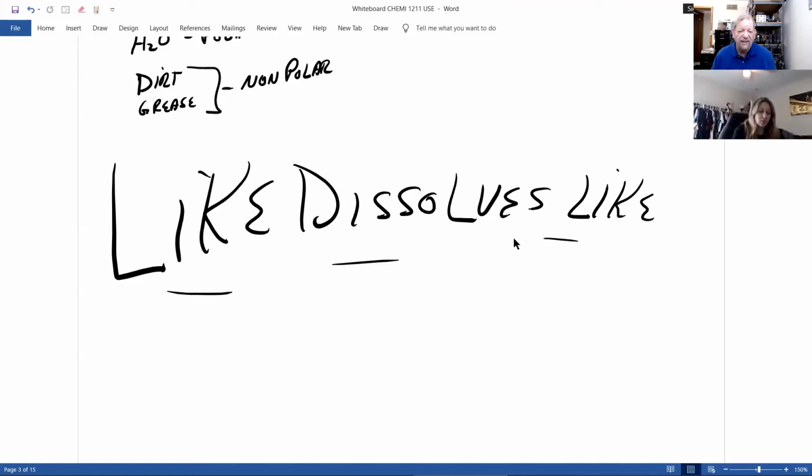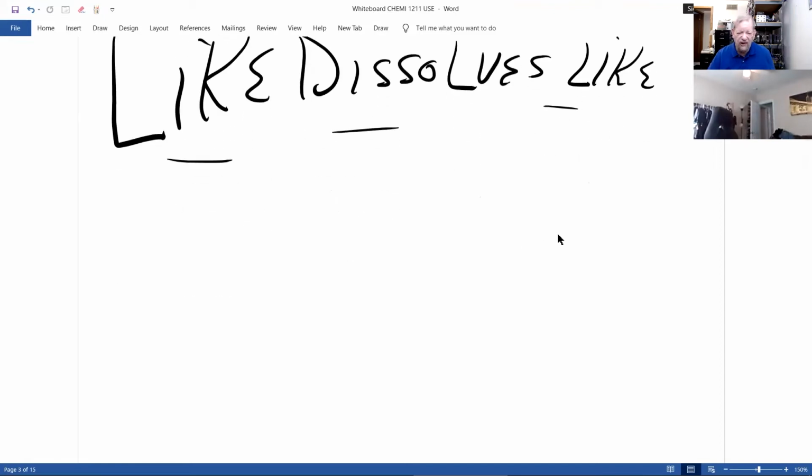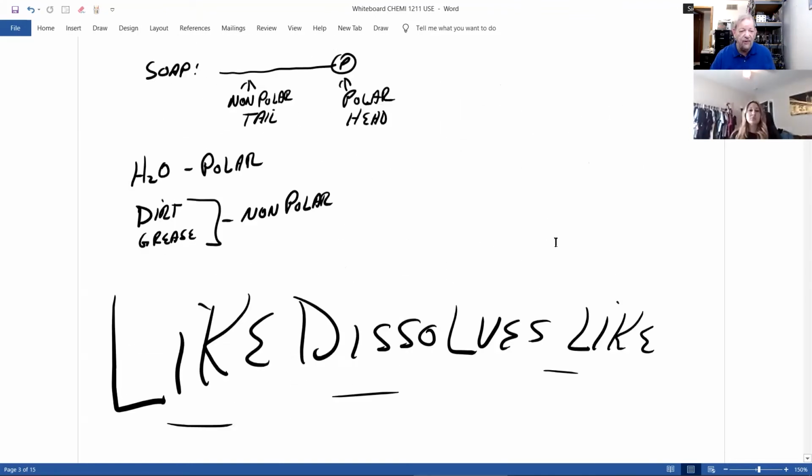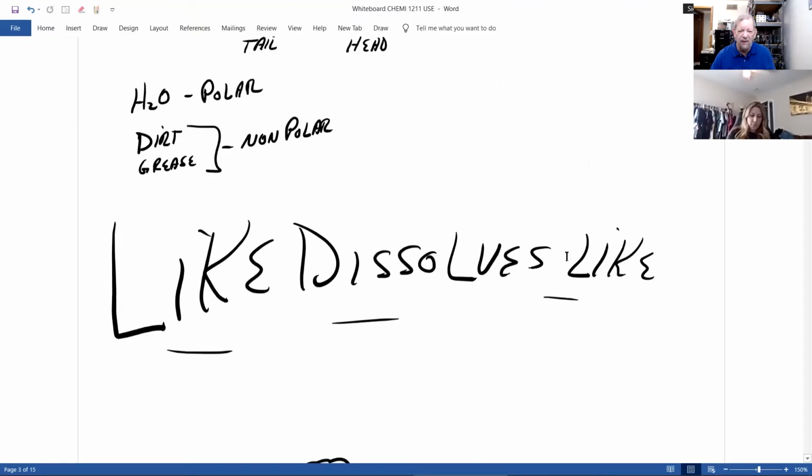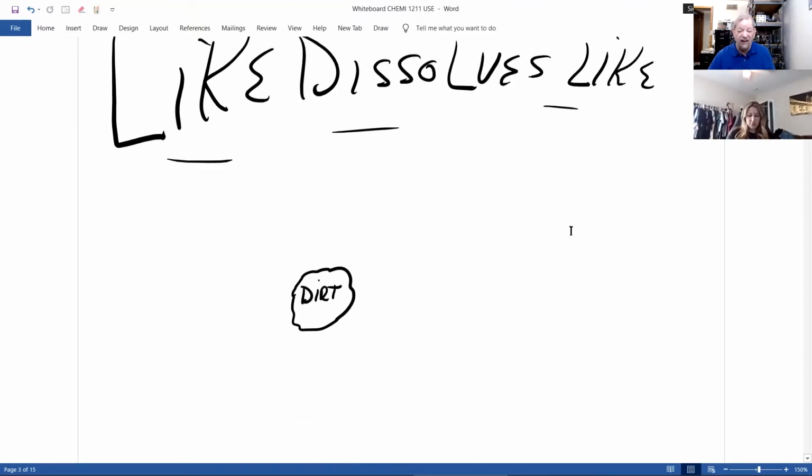I wonder if I could have written that in a larger font. All right, so what does that mean? Let's look at a piece of dirt. This is highly magnified, didn't know I could do that, but I can. Soap molecules look at dirt, which is nonpolar, and the nonpolar tail says, oh, I know, like dissolves like. You're nonpolar, my tail is nonpolar, so we'll line up like this.